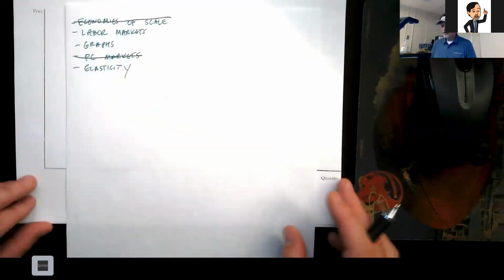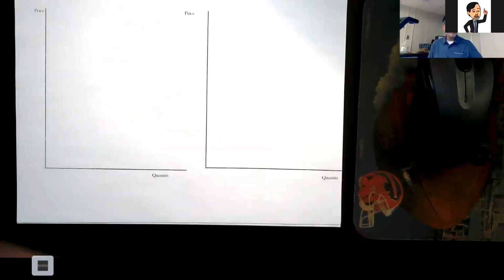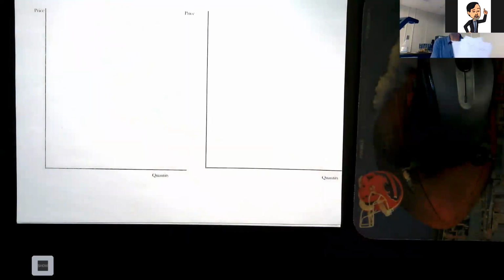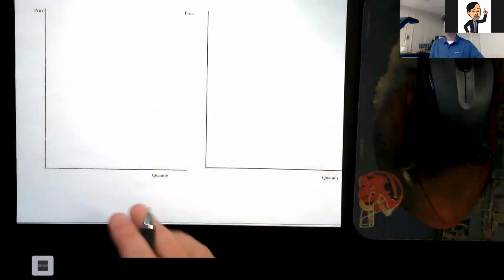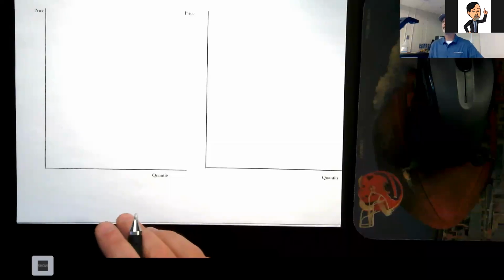So we also wanted to cover the concept of elasticity. Elasticity, elasticity. No, that's electricity. Right? Schoolhouse Rock, everybody. Okay.